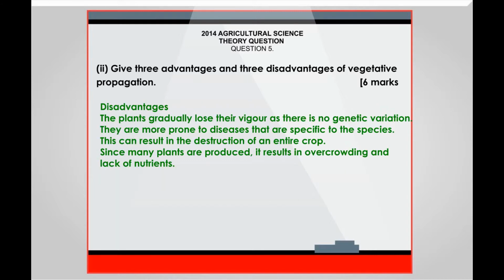Disadvantages. The plants gradually lose their vigor as there is no genetic variation. They are more prone to diseases that are specific, which can result in the destruction of an entire crop. Since many plants are produced, it results in overcrowding and lack of nutrients.